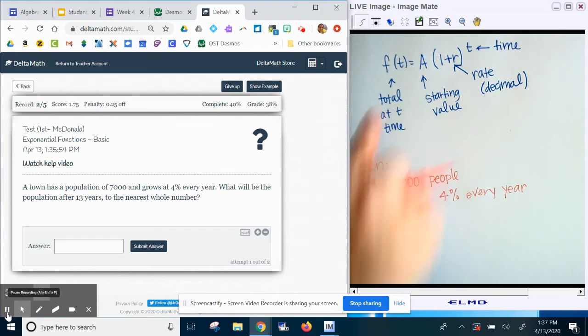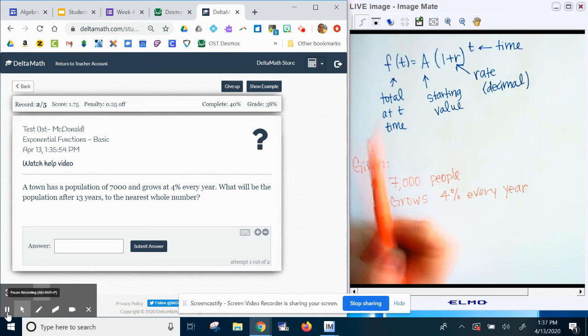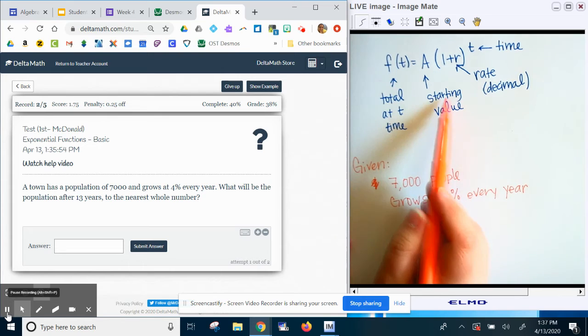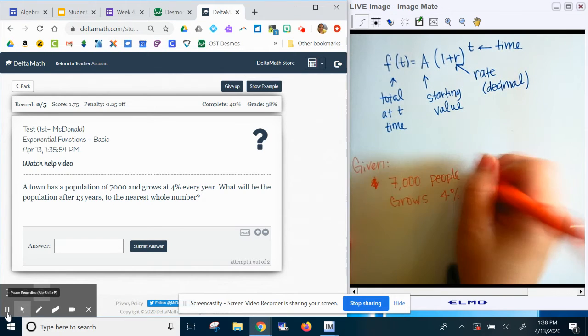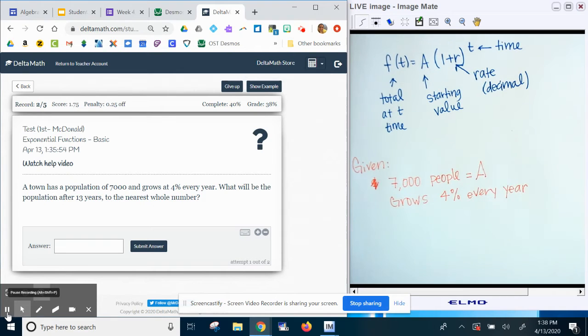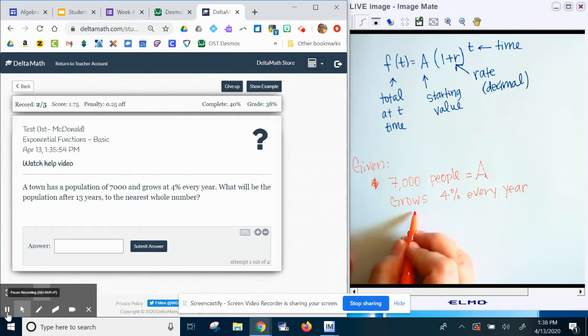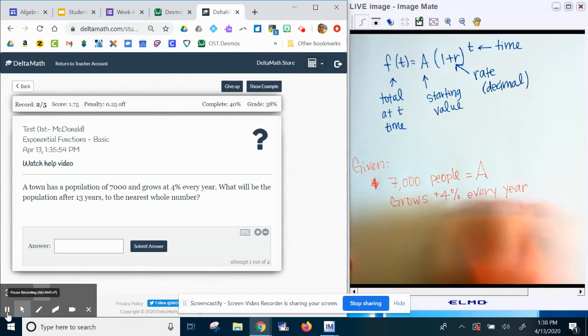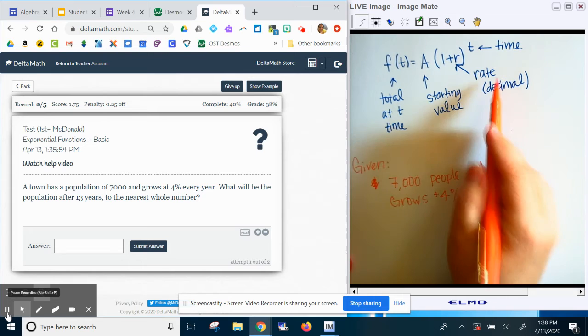So if I'm looking at my equation, I need to go ahead and think about what I've got. So 7,000 people, is that my total at t time? Is it my starting value, my rate, or my time? So my 7,000, that's actually what I'm starting with. That's my original amount. So that's my A value. Okay, and I'm growing, so that means I'm adding 4% every year. So that's my rate.